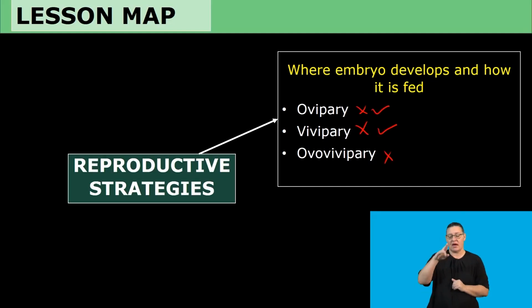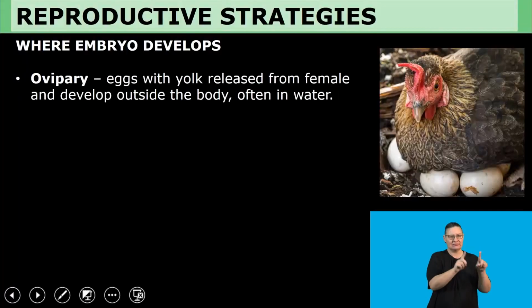Ovipary, vivipary, ovovivipary. Practice also to say it correctly. Then your correct spelling will follow. Interesting, isn't it? Let us look at where embryo develops in terms of different organisms.